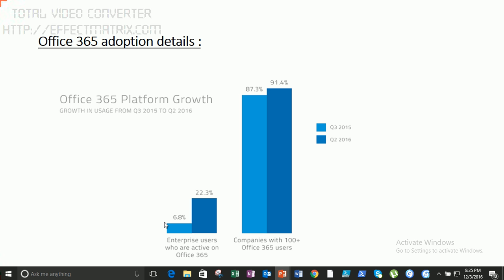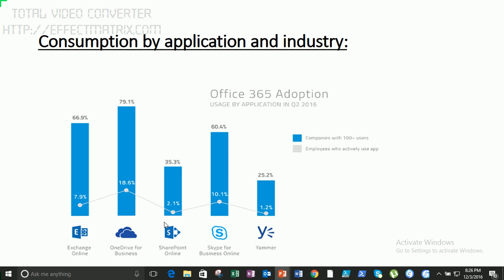So this is the platform growth. Enterprise users who are active in Office 365, this is the percentage. This is as of Q2 2016. I believe we are on Q4 now. So till Q2 2016, this is how it looked. Enterprise users who are active in Office 365 is up to this percentage, and companies with 100 plus Office 365 users is at this percentage. Consumption by application and industry.